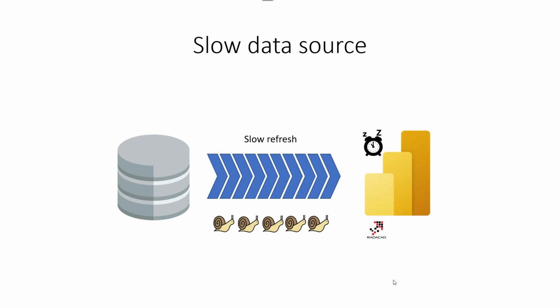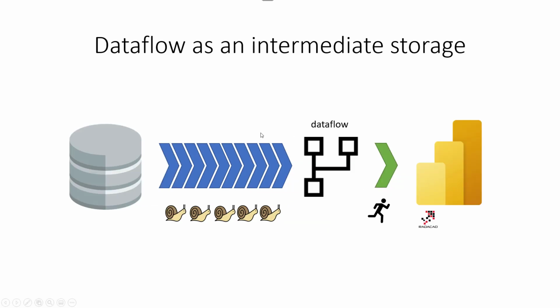and make it a little bit faster with that, but sometimes query folding doesn't happen and that would still be a slow data source. So one solution for this is to use Dataflow as an intermediate storage. Now, this might be just a Dataflow that loads the data exactly as it is, so mainly data ingestion rather than doing any data transformation. But still, that would help.